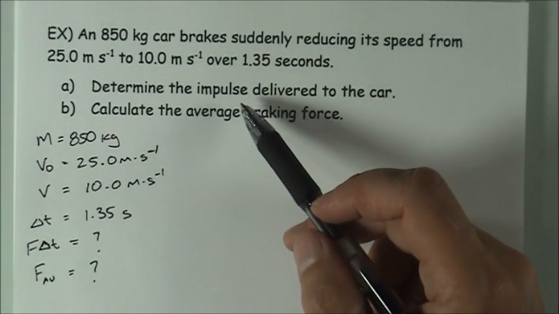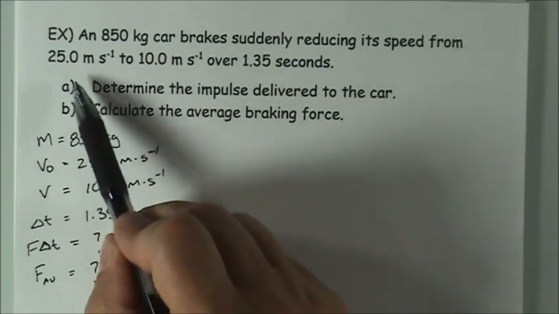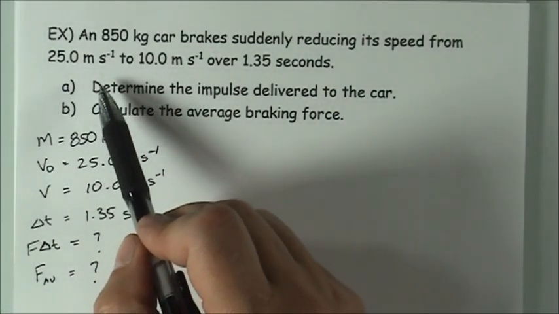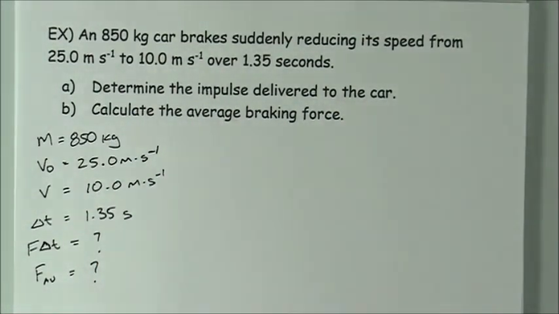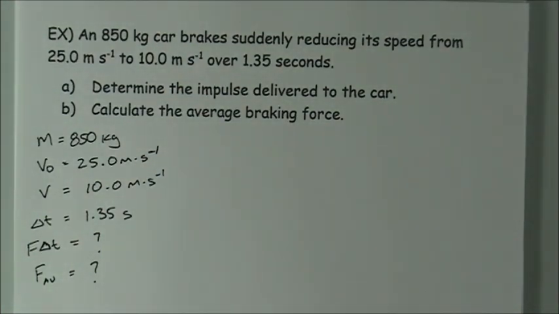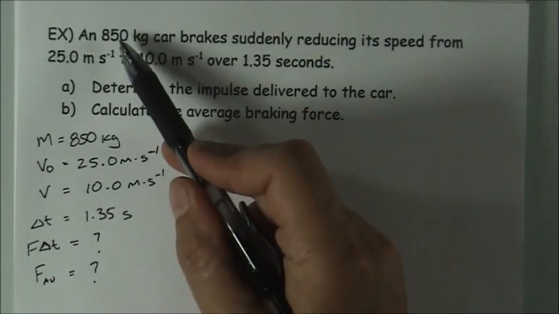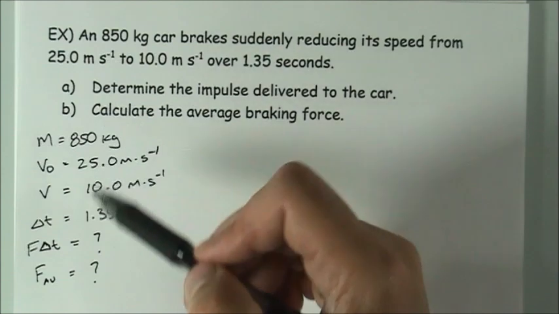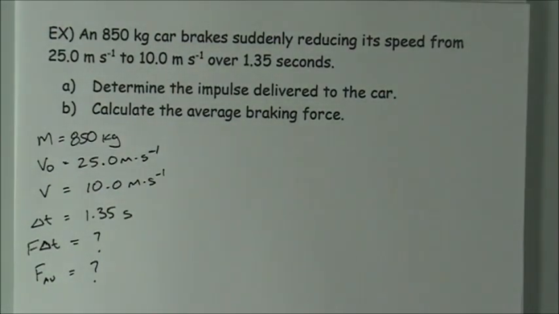The impulse being delivered to the car that causes this change in velocity, and therefore this change in momentum, is being caused by the braking force, or more to the point, the frictional force between the tires and the road. So while I can certainly calculate the weight of 8,500 newtons, plugging that in and multiplying by t would not give you the correct answer.